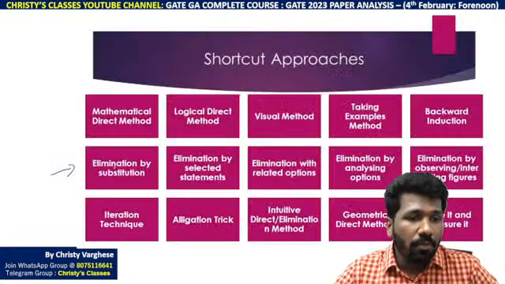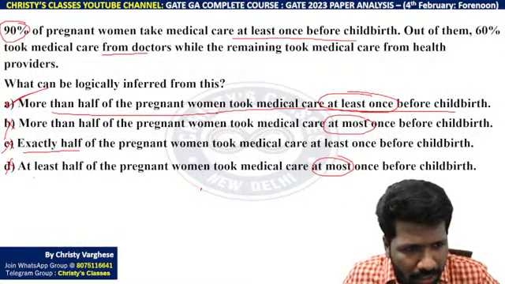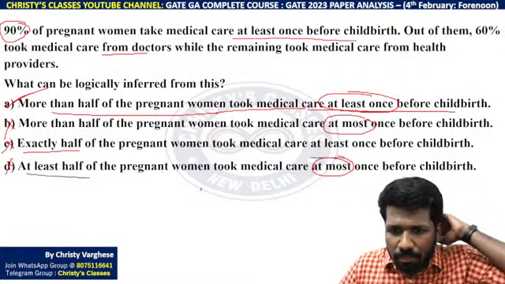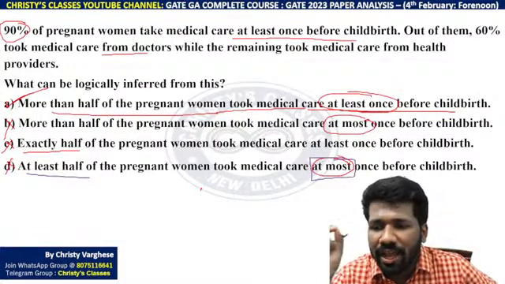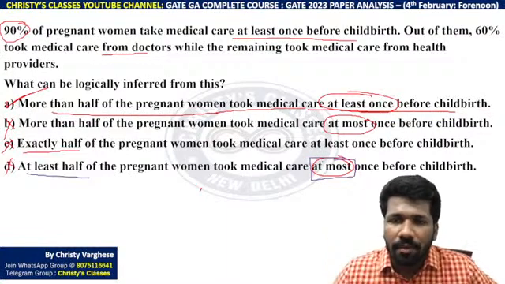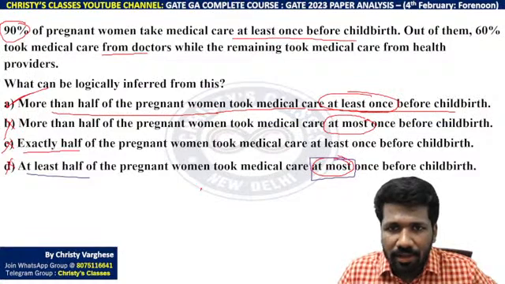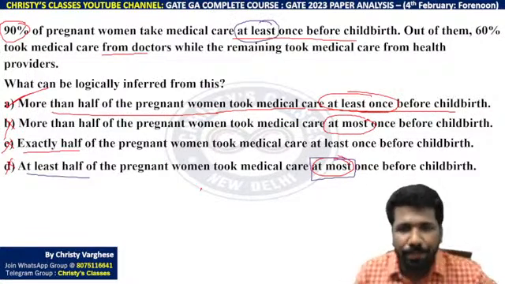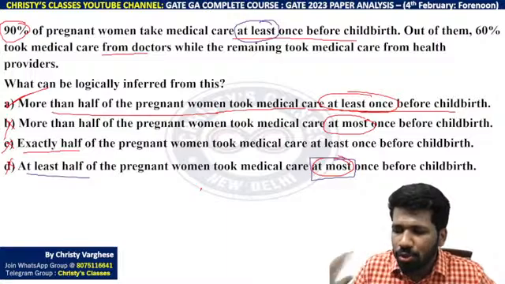Okay, so I hope all of you understood that. Yeah, previous question, some of you had doubt about option D. At least half of the pregnant women took medical care at most once. At most means, in Hindi, ज़्यादा से ज़्यादा. Consulted the doctor once or took medical care once, but not at most, it is at least once. Minimum one. At least once means minimum one. At most one means maximum once. Maximum once means once or 0.